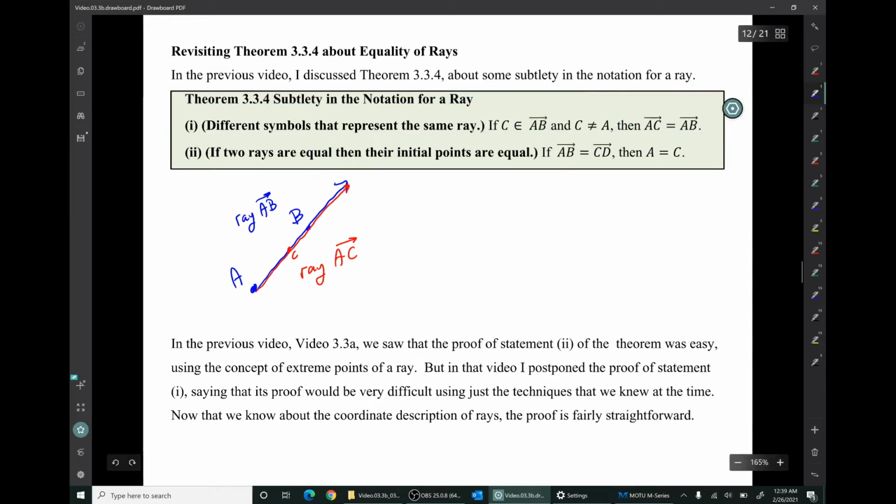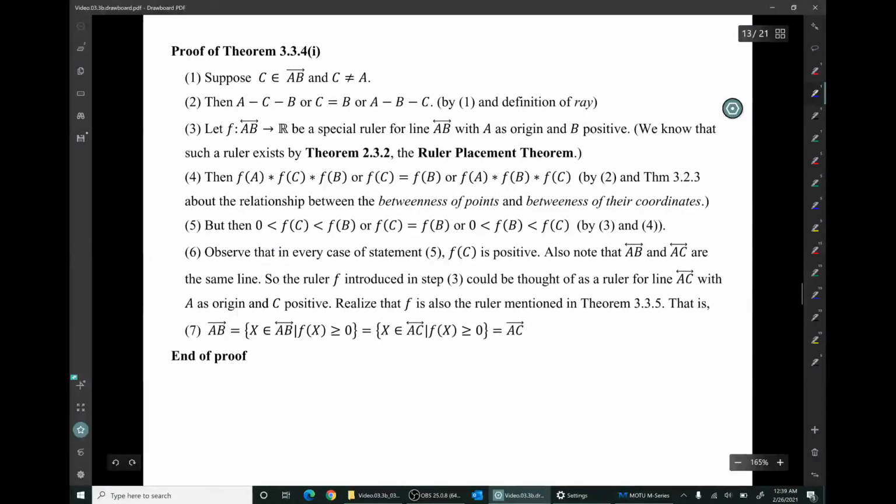So that's easy to visualize, but in the previous video, we did not discuss a proof of it. I said at the time we would postpone the proof until we knew about the coordinate description of rays. Now that we know about that, we can do the proof of this. So here's the proof. Suppose we have a point C on ray AB, and C is not equal to A.